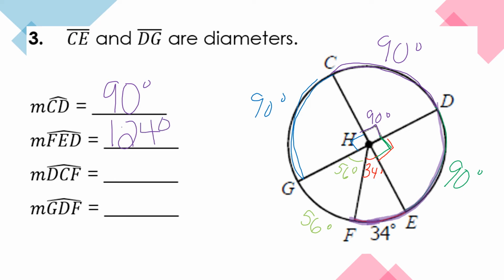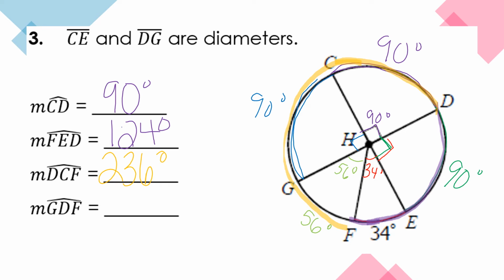The next arc that we're looking for is DCF. So we're going to start at D, travel through C, and then go to F. So D, C, and then end at F. That's everything besides what we just found. So we could do 360 minus 124. You could also do 90, 90, and 56. So that is going to put that at 236 degrees.